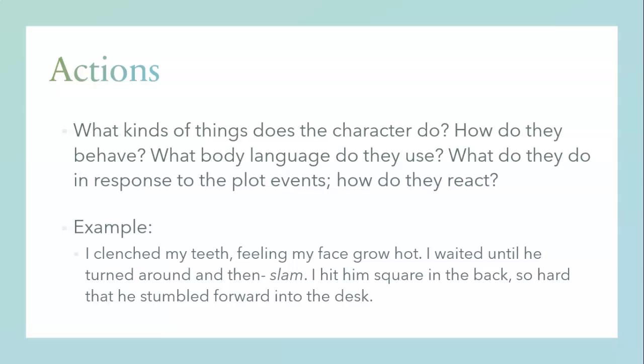"I waited until he turned around and then slam. I hit him square in the back so hard that he stumbled forward into the desk." So with this character, she's clenching her teeth, her face is hot. That tells us that probably she's angry or frustrated, and that's her body language. And then we also see she waits until he turns around and then she hits him. That tells us that this is not a character who's being real honorable. She's not real direct. She's waiting until it's going to hurt the most, even if that's a sneak attack. That tells us something about that character.